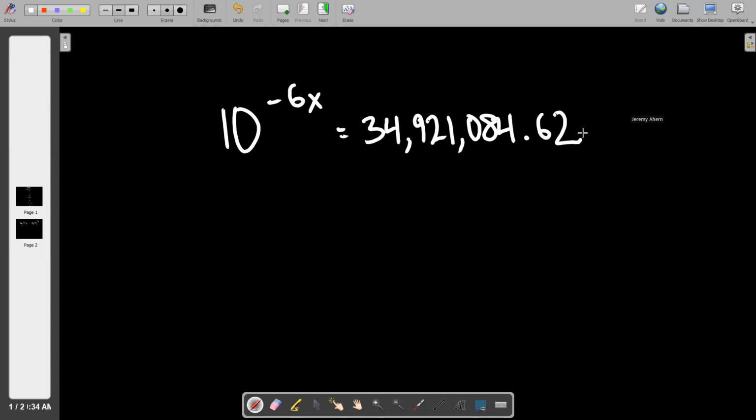So she said, there's a 10. And you might wonder, why is that significant? Let's talk about it. We're going to log both sides, and while we log, we're going to drop the -6x down in front.